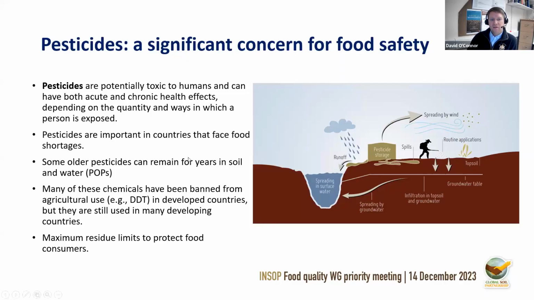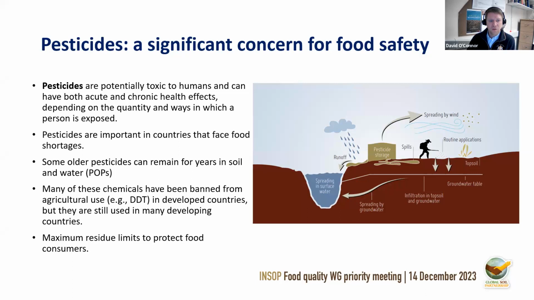have both acute and chronic health effects depending on the quantity and the ways in which a person is exposed. So the diagram on the right-hand side of the slide shows a farmer applying pesticides to a site, and that farmer could be exposed themselves to the pesticides that they are applying, and also the pesticides going into the soil, where it can affect the crops and the plants growing on that soil, as well as affecting the wider environment, such as water bodies.